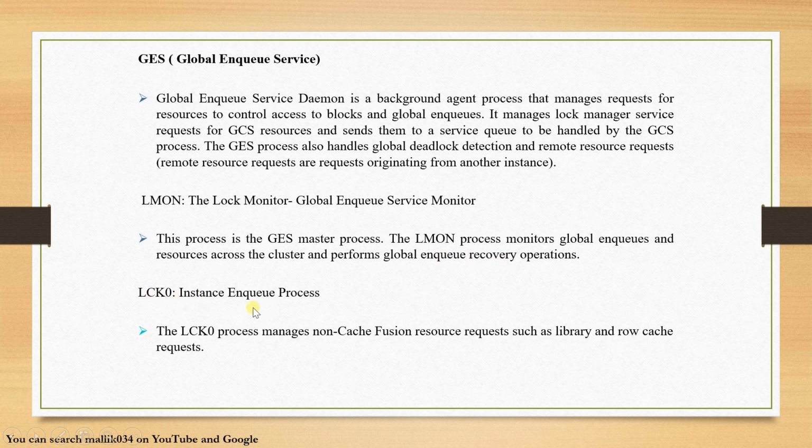And LCK0, the instance enqueue process. What will it do? The instance enqueue process manages non-cache fusion resource requests such as library and row cache requests. It is individual to the instance. This GCS is across all the instances, it's a cluster resource, and this LCK is individual to that particular instance.